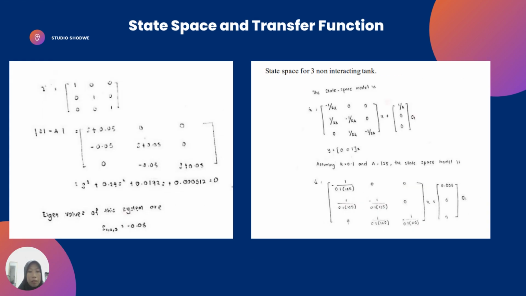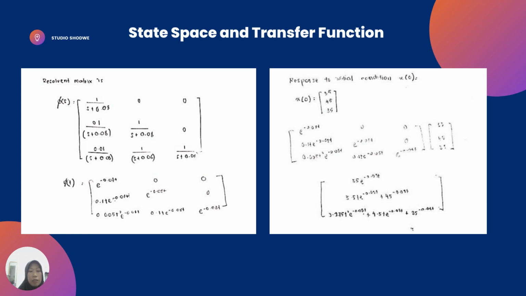Next is state space and transfer function. After we got the transfer function, we will use the formula for the next step, which is state space. This is our formula, and this is our calculation by state space, and this is our final answer for state space.